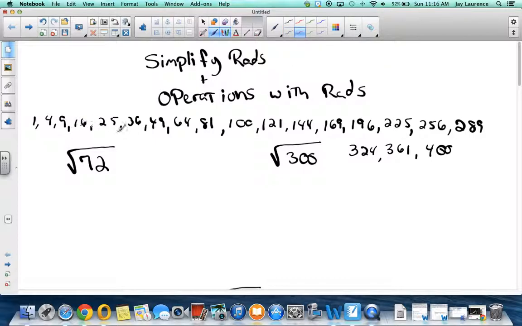So I'm going to look at my perfect square list and see if any of these perfect squares are a factor of 72. Well, sure enough, 36 is. And so I'm going to break 72 down into 36 times 2. Now, 2 is prime, okay? 36 is 6 times 6 because it's a perfect square.